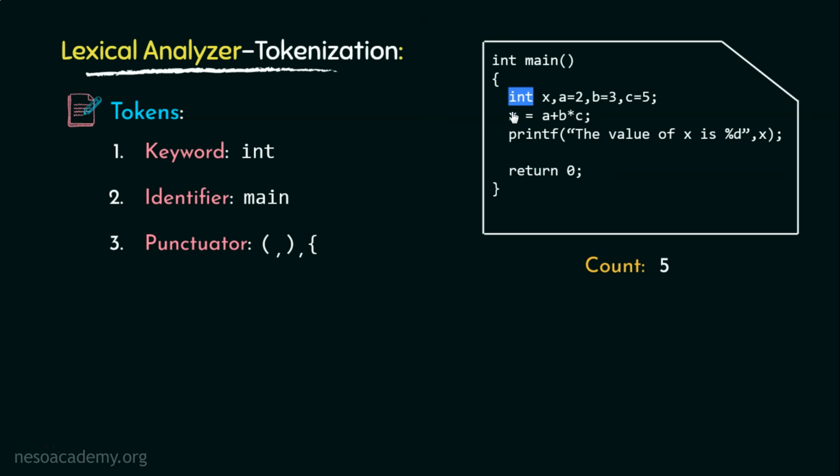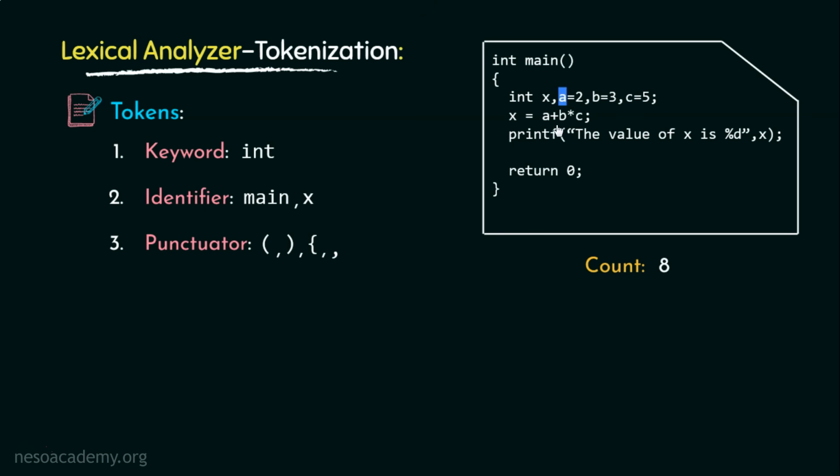Then again we encounter the keyword int. So this will up our count by 1, making it 6. Next, we have the variable x. So it will fall under the category of identifiers, and now our count becomes 7. Next in line is the comma. Well, this is also a token which falls under the punctuator category. So the count is 8 now. We have encountered 8 tokens so far.